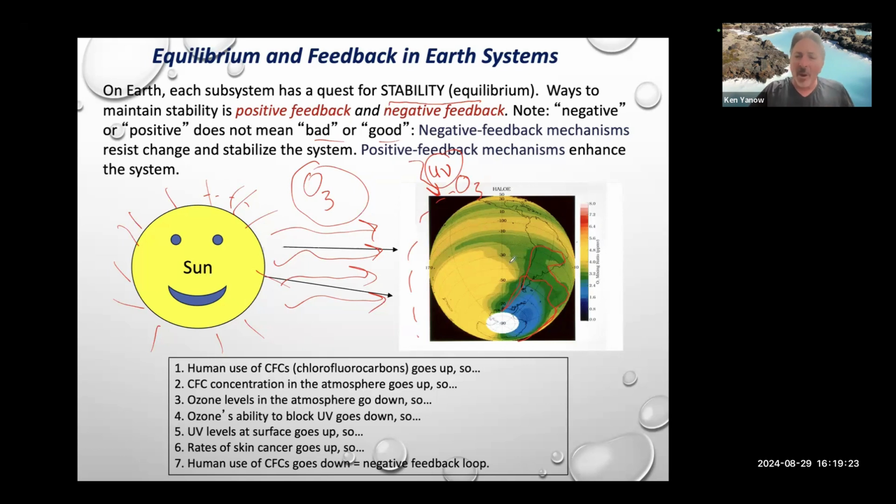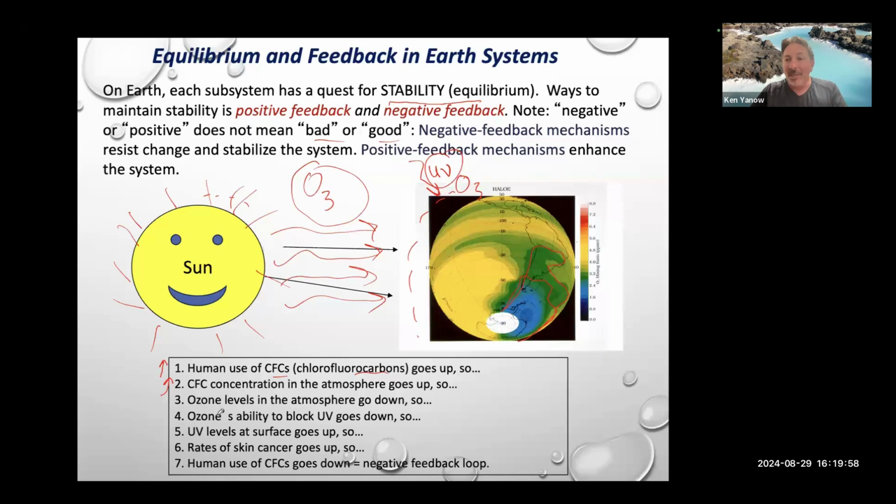Many years ago, though, there was a chemical in high use called CFC, or chlorofluorocarbon. Chlorofluorocarbon was used in various aerosol cans, and it was a big deal. It was used a lot by humanity for various purposes. And so humans' use of chlorofluorocarbon went up. And again, this was a handful of decades ago. Because the use of CFC went up, CFC concentration in the atmosphere also went up.